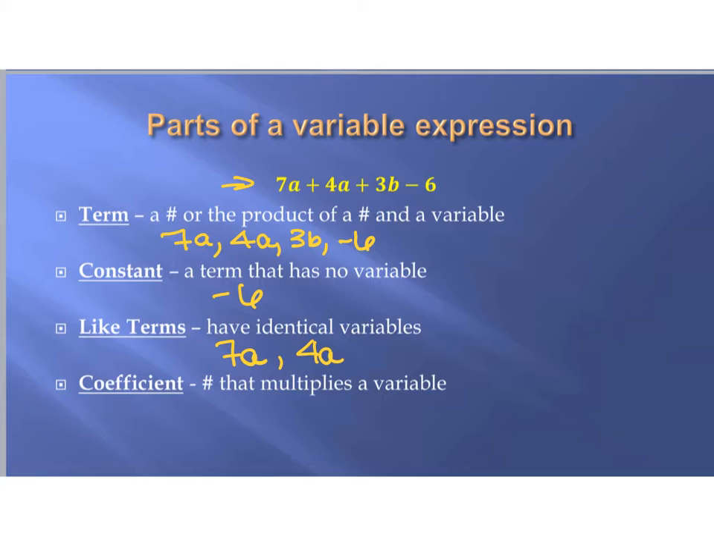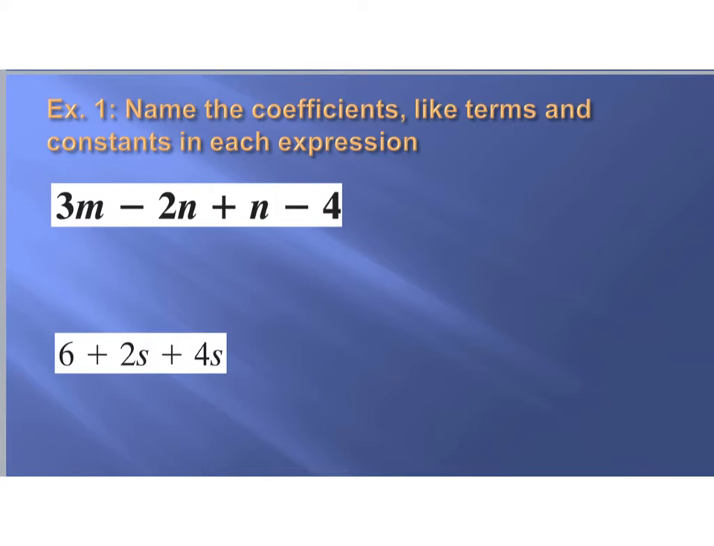A coefficient is a number that multiplies a variable. So that means it's a number in front of a variable in this case. So our coefficients would be 7, 4, and 3. For example 1, it says name the coefficients, like terms, and constants from each expression.